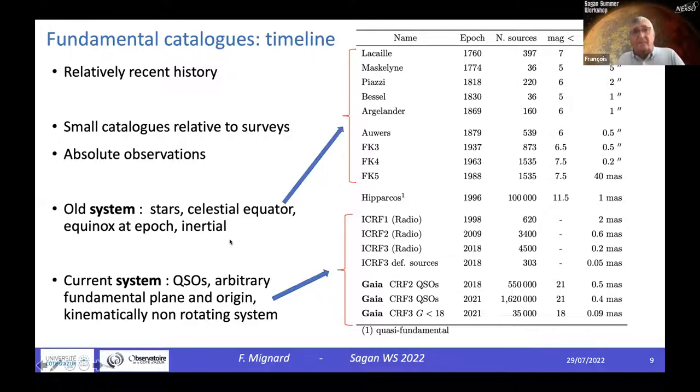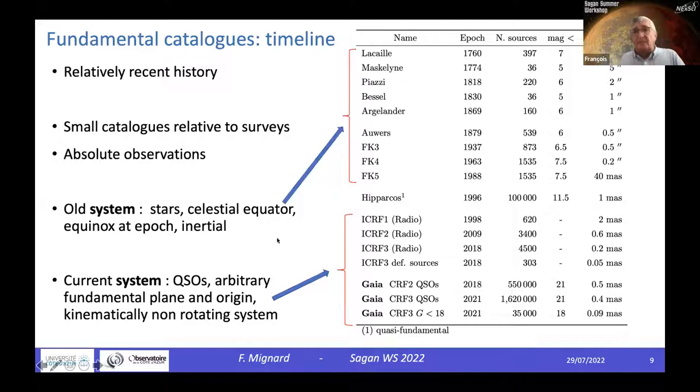So essentially in the past, until Hipparcos, roughly until VLBI, so the late end of the 20th century, the old system, FK5, FK4, FK3, was using stars, the celestial equator, and the equinox as defined by the intersection with the ecliptic at a certain epoch, a dynamical system. In that sense, in this system, the equation of motion of Newton should be satisfied, essentially. You have no Coriolis force, no centrifugal force, if you use the solar system barycenter. This is the old system, ending with FK5 just before Hipparcos.